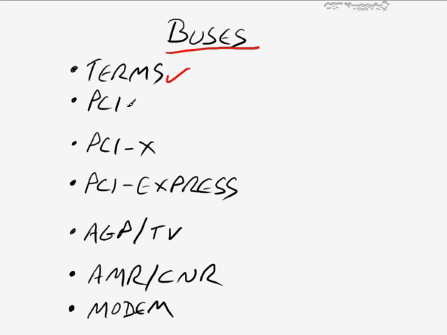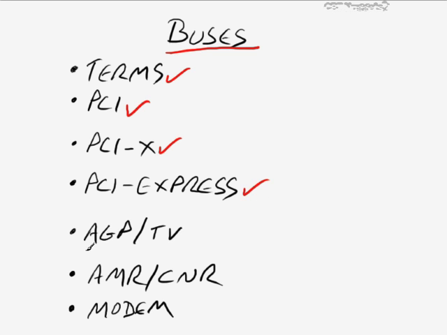When we talk about buses, there's several types. There's PCI buses, there's PCI-X buses, which are normally in servers, and then there's the common PCI Express, which we're seeing on almost anything that's new these days. These are different ways of expanding to put expansion cards into your system.